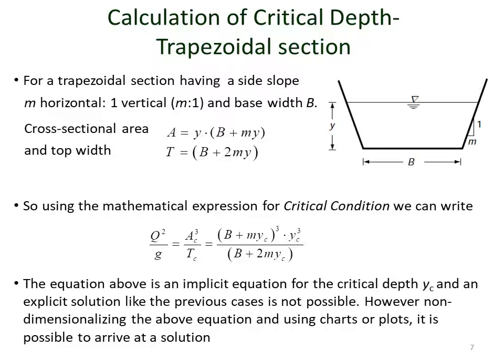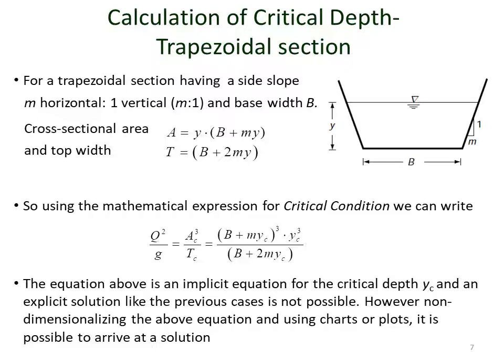So this is the expression for estimating the critical depth for the trapezoidal channel. See, unlike the channels with triangular or rectangular cross section, here the estimation of critical depth is not straightforward, it's a little tricky. So the equation which is given here is an implicit one, and it doesn't give an explicit expression for the calculation of the critical depth like the previous ones.